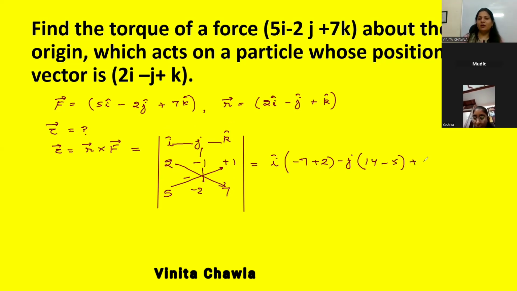Similarly, we'll write for k cap. K cap is positive because it is 2 2. Sorry, it is 1 3. First row and third column. So we'll get 4 minus 1 raised to the power 4 is plus 1. So therefore k is positive.